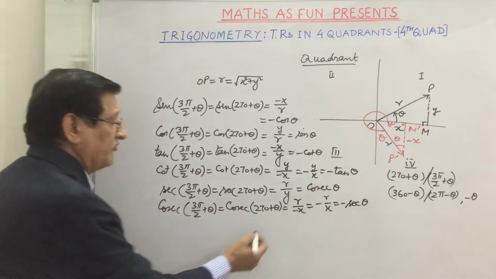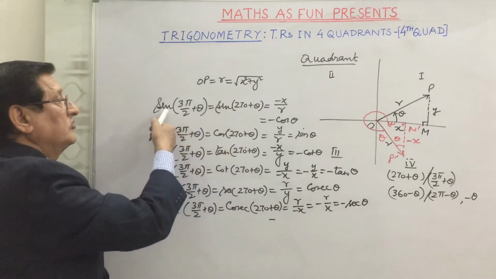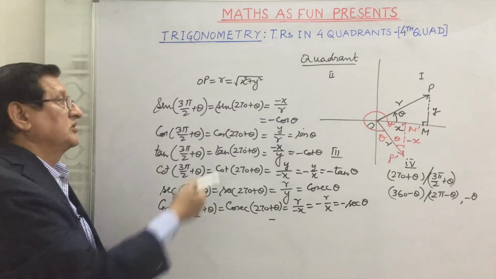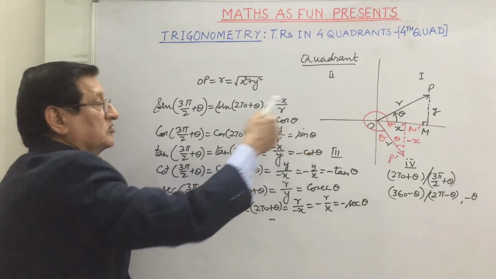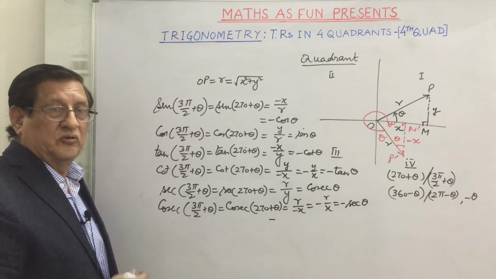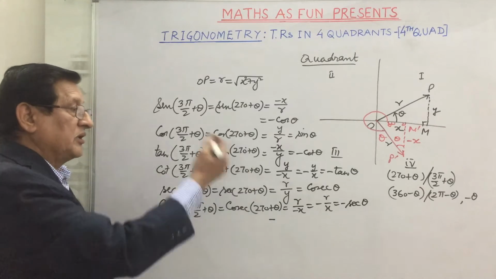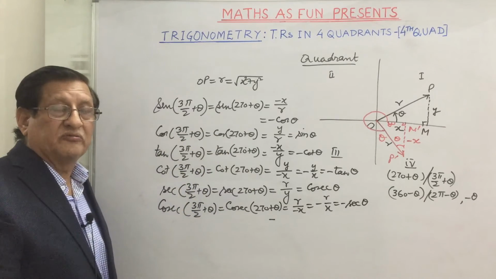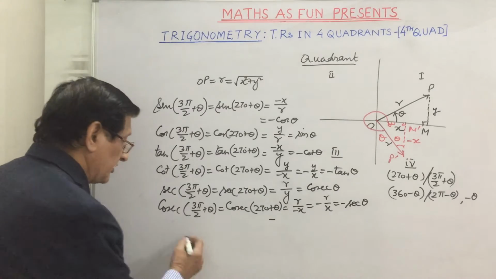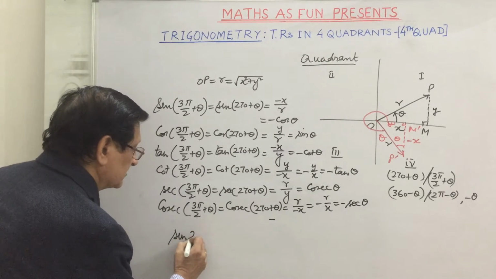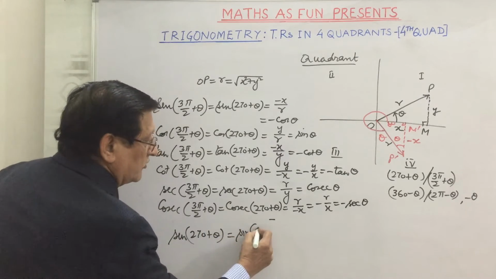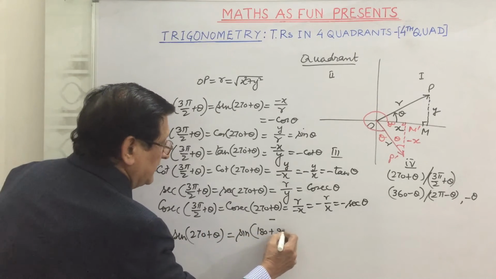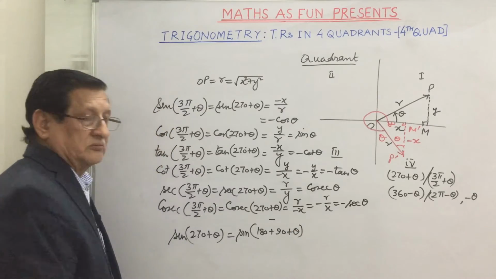We can also have one more method to find out the value of sine 270 plus theta or sine 3 pi by 2 plus theta and so on. In case you don't want to use the figure, you can do it directly also, making use of the formula which we have already learnt. See, sine 270 plus theta can be written as sine of 180 plus 90 plus theta.